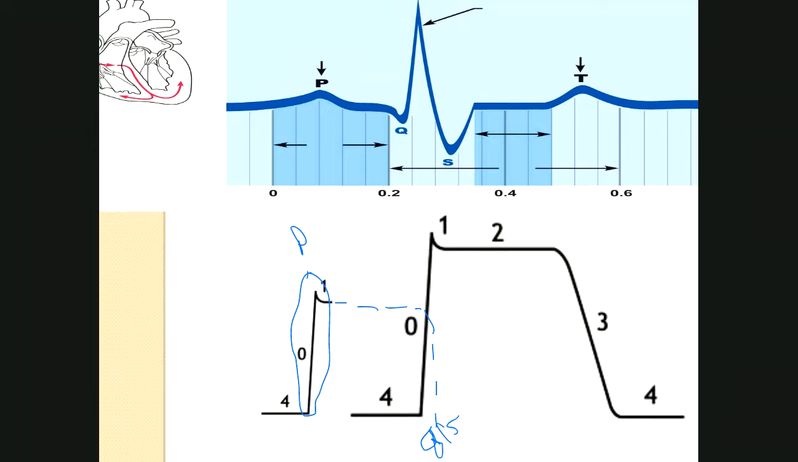So at QRS, the ventricles are depolarizing, and at the T wave, the ventricles are repolarizing. Does that help now? So look, even though this is happening here, happens right here, it's hidden by this much bigger thing.